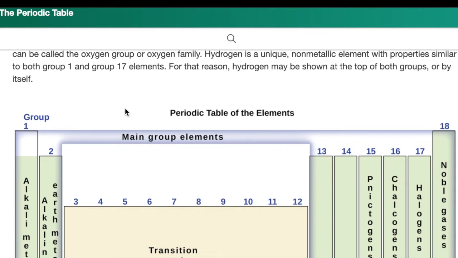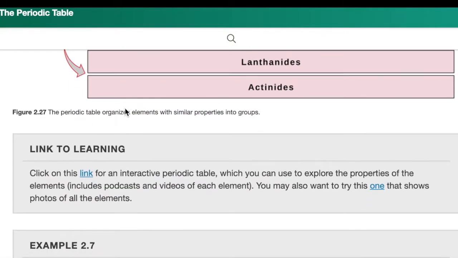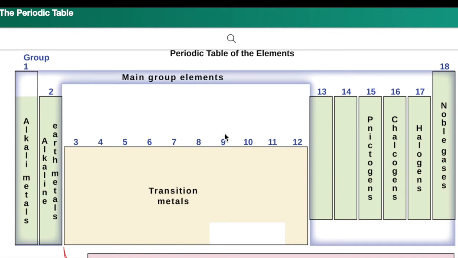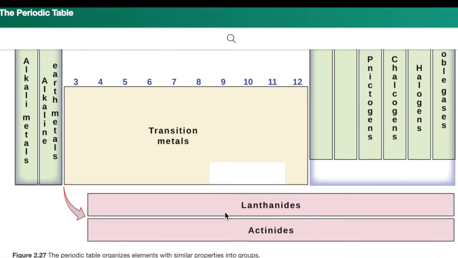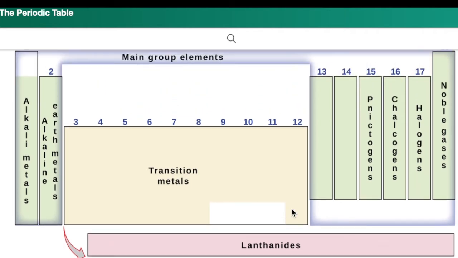So here is a look at your book in Chapter 2, Section 5. I'm directing you to Figure 2.27. It has the periodic table broken up into these groups. The 2 left columns and the 6 rightmost columns are the main group elements. In the middle, we have these 10 columns of transition metals. And then down below is usually where we have written the lanthanides and the actinides. These are sometimes called inner transition elements.